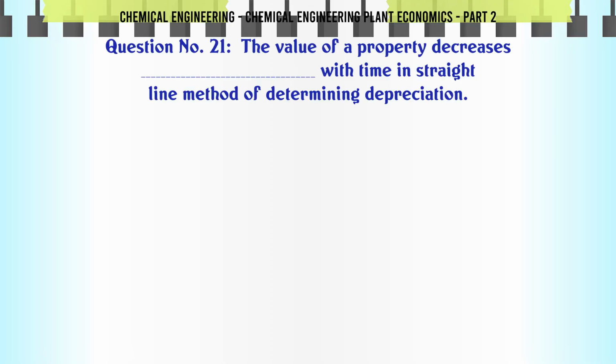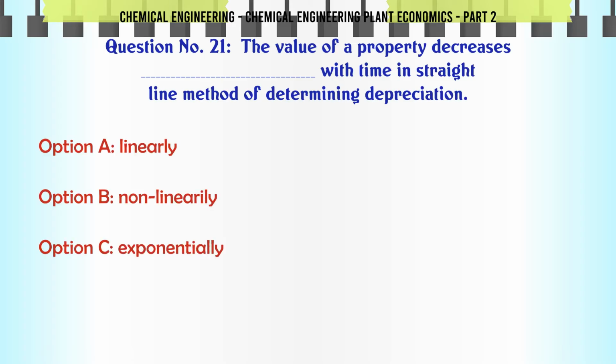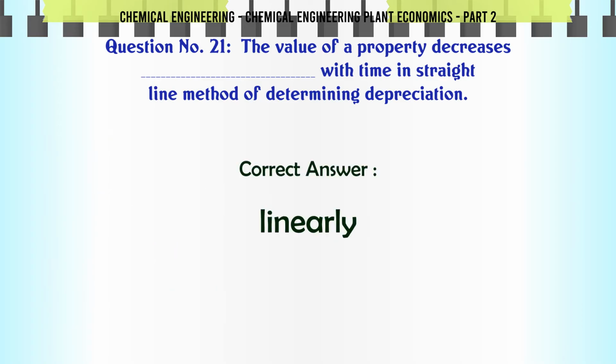The value of a property decreases with time in straight line method of determining depreciation. A. Linearly, B. non-linearly, C. exponentially, D. logarithmically. The correct answer is linearly.